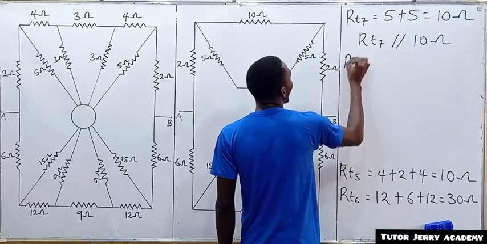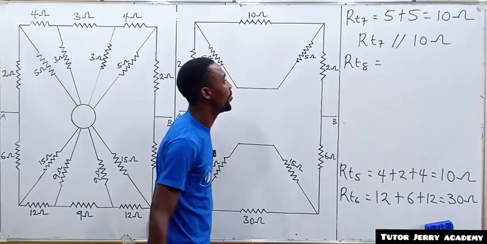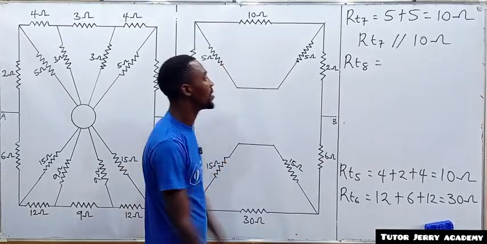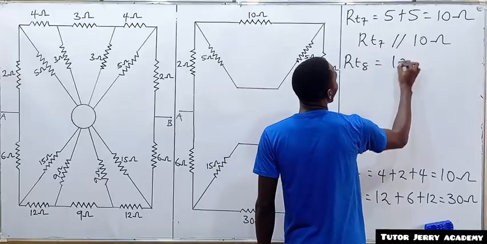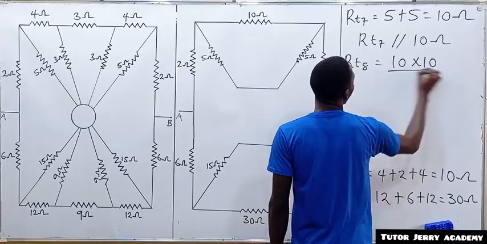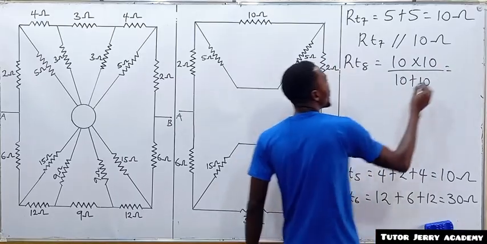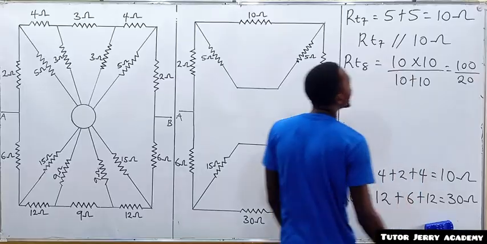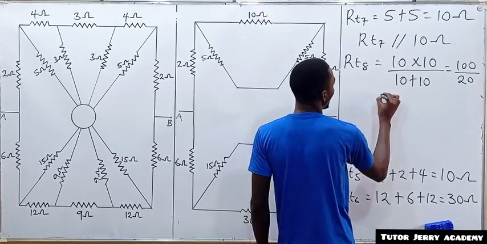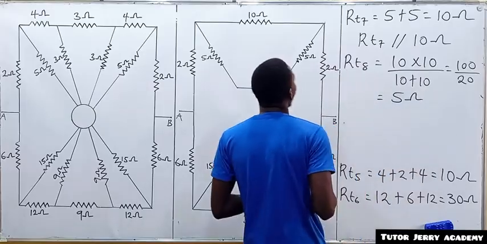All right, so RT7 is parallel to 10 ohms, right? So let's use RT8 for the combination of the parallel effect of RT7 and 10 ohms. So this is going to be 10 multiplied by 10 divided by 10 plus 10. So this is going to be 100 divided by 20. And this is going to give us 5 ohms. So we are going to have this to be 5 ohms.